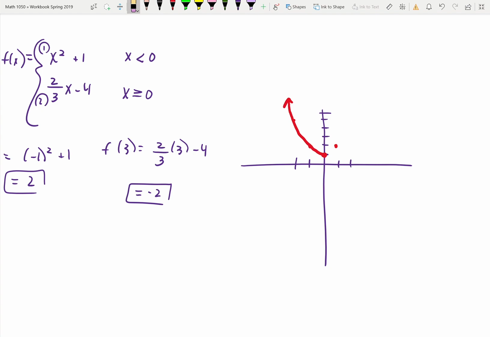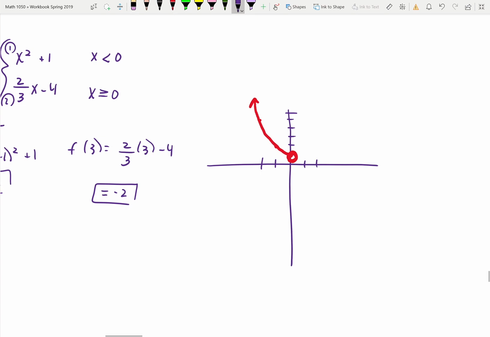Then I have to look at that equation, and there is no equal sign, so I have to go right here and very clearly make that circle an open circle. Okay, and now I'm going to graph the line. So I'm going to go down 4 and make a dot, and then from there my slope is 2/3. So I'm going to go up 2 and right 3, up 2 and right 3, and then draw that line.